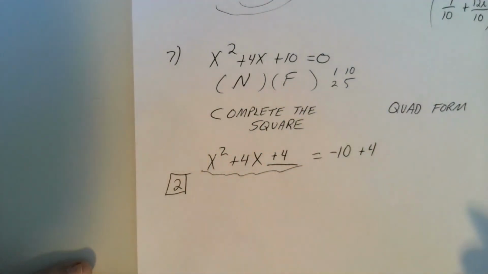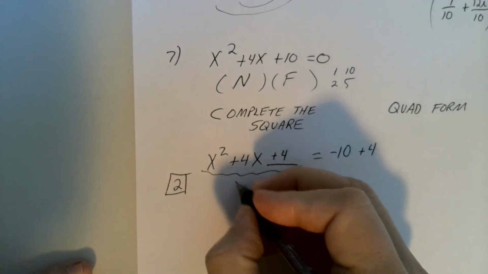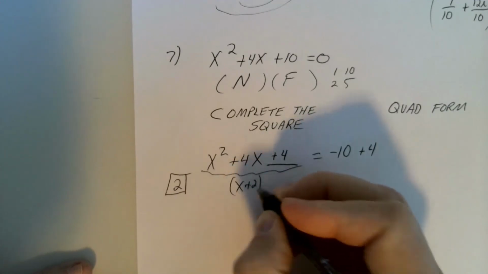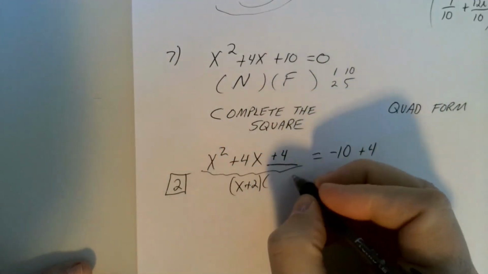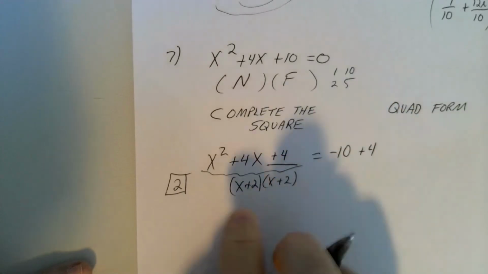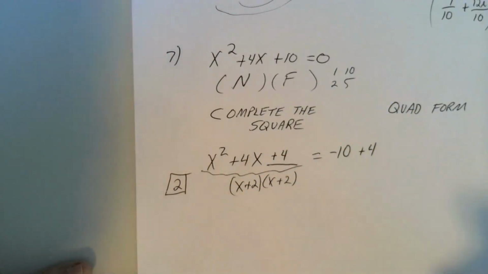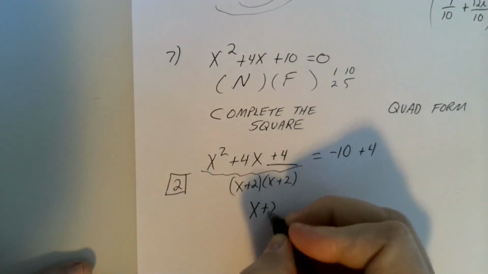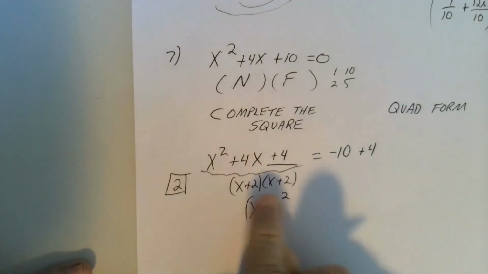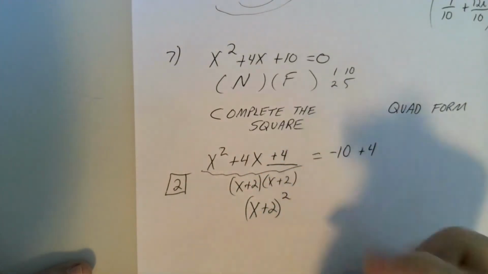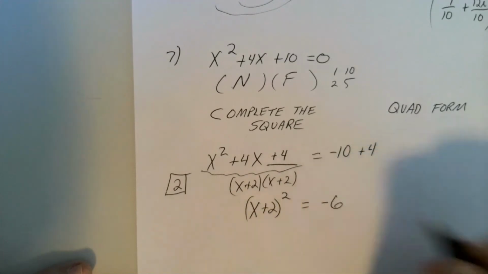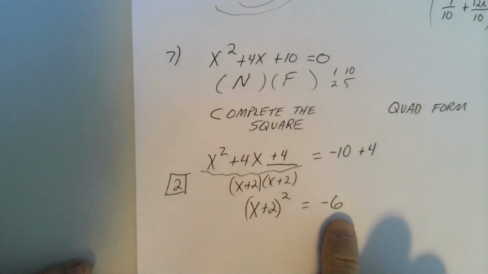This thing has now become a perfect square, and it will always factor into x and whatever's in the box times itself, which I usually won't ever write this step, but I think sometimes it helps in the beginning, because I did make a perfect square since those are the same thing. So x plus 2 squared equals negative 6. Good deal.